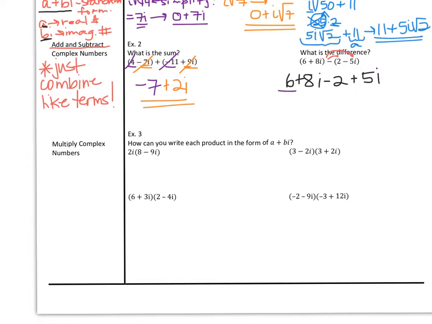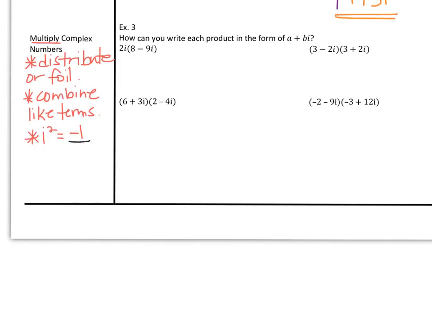Now the a parts, we have a 6 minus 2. That would give us a difference of 4. For the b part, if we have that 8i minus negative 5i, that changes to plus, and we'd have plus 13i. And there's your difference in complex form, or as a complex number in standard form.